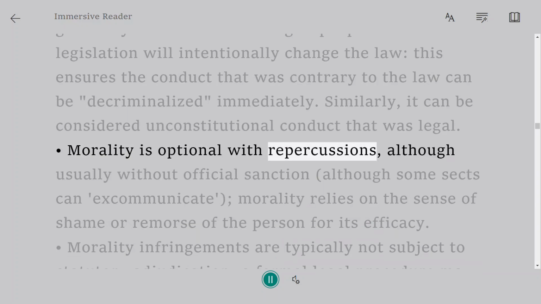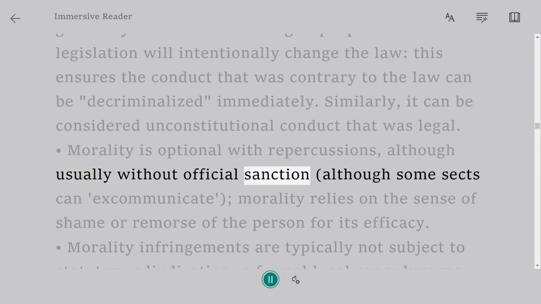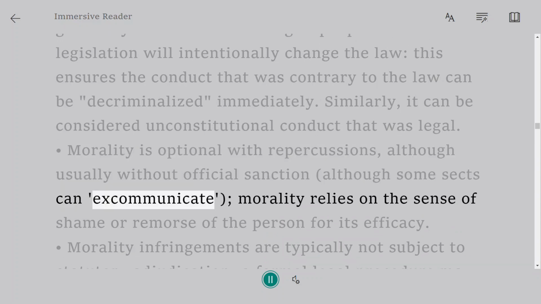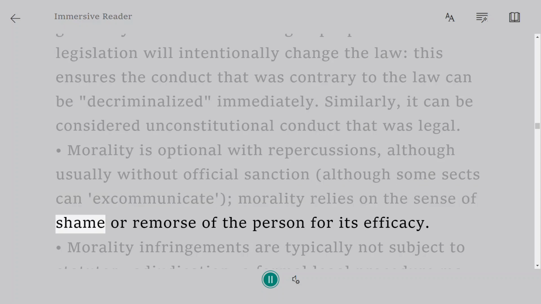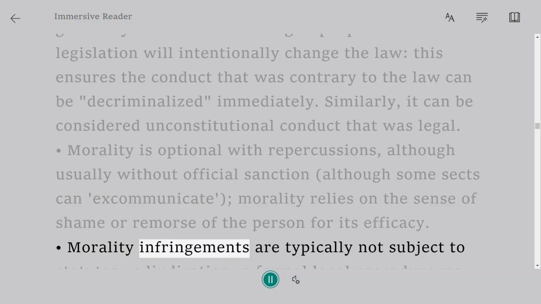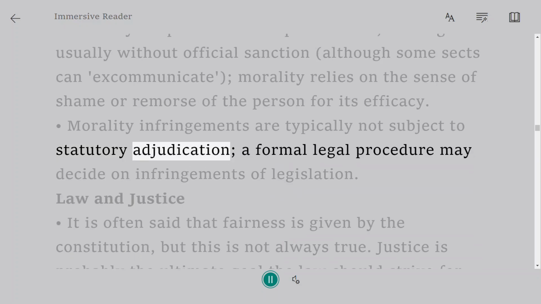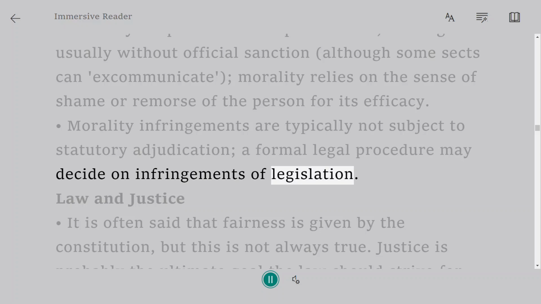Morality is optional, with repercussions, although usually without official sanction. Although some sects can excommunicate, morality relies on the sense of shame or remorse of the person for its efficacy. Morality infringements are typically not subject to statutory adjudication. A formal legal procedure may decide on infringements of legislation.